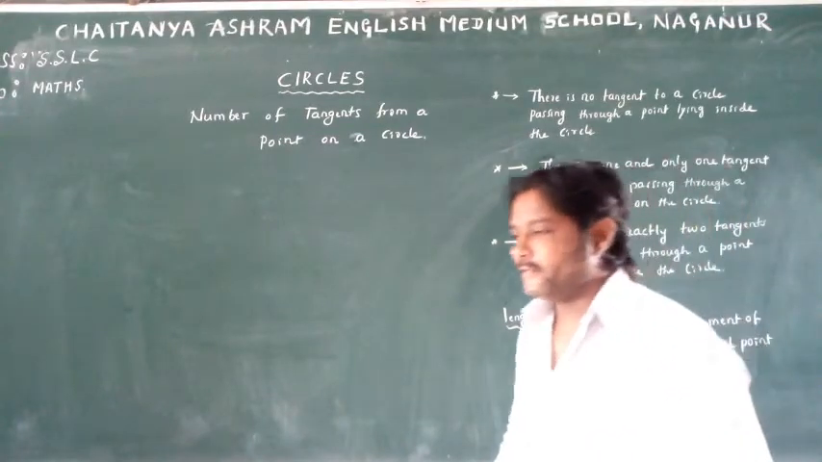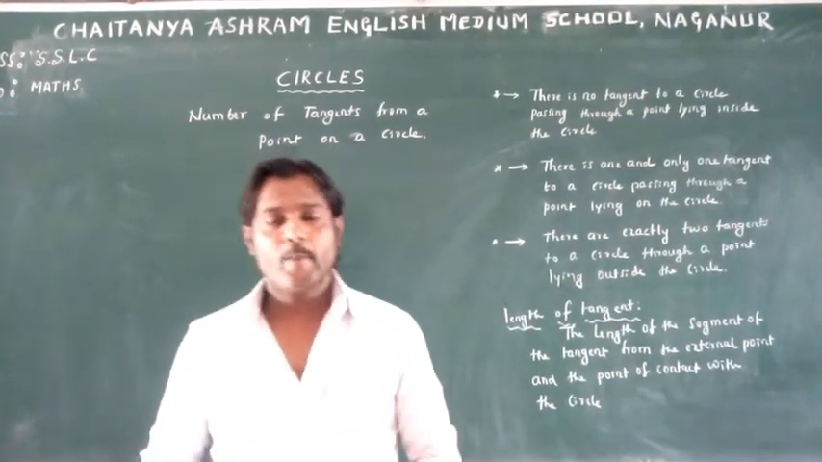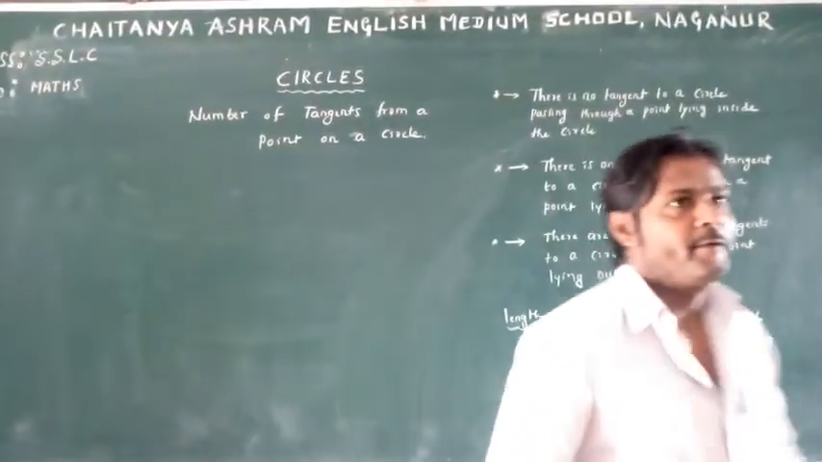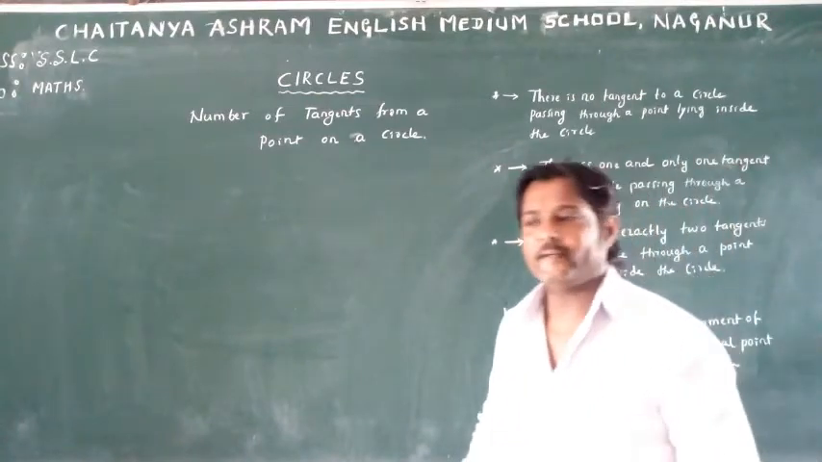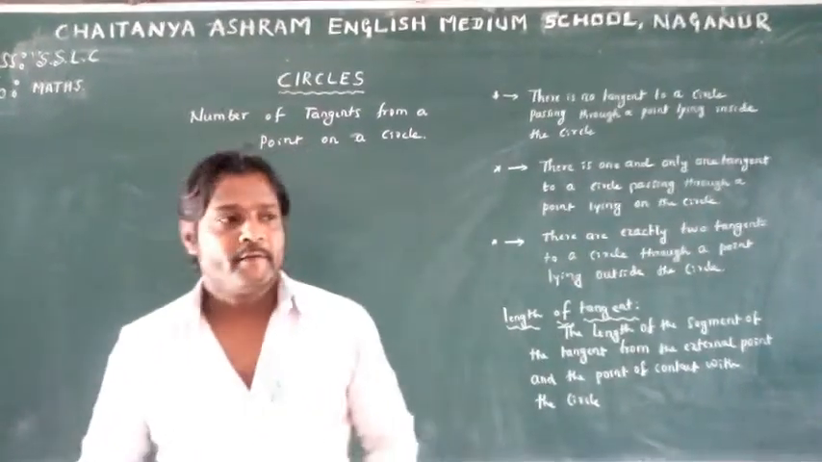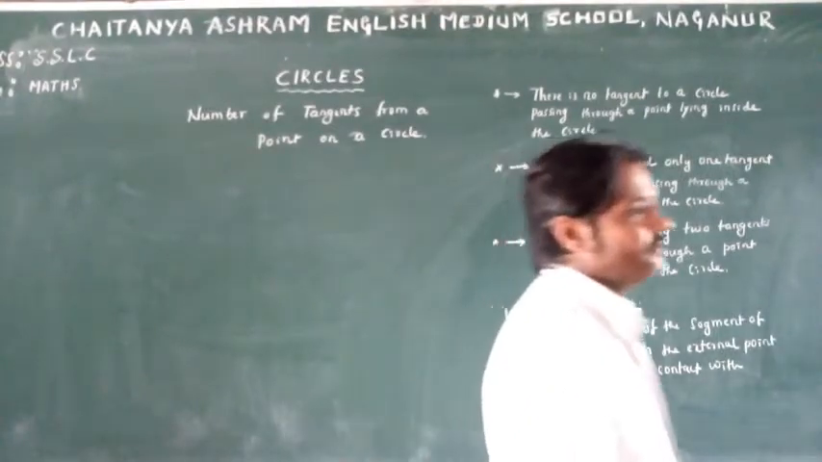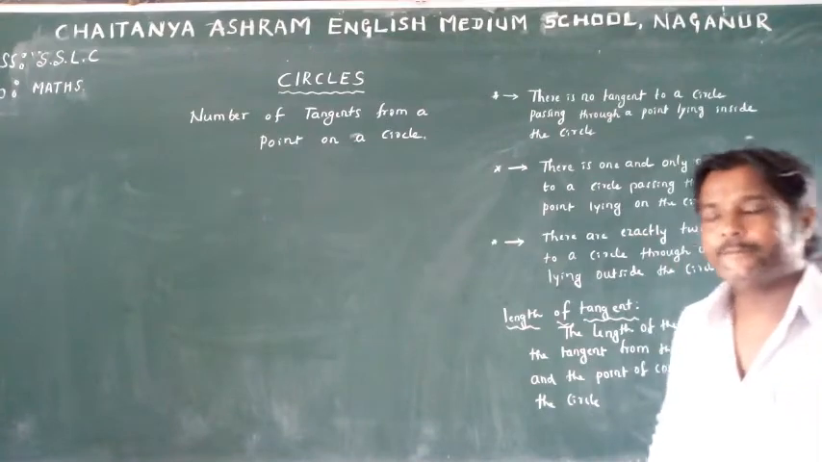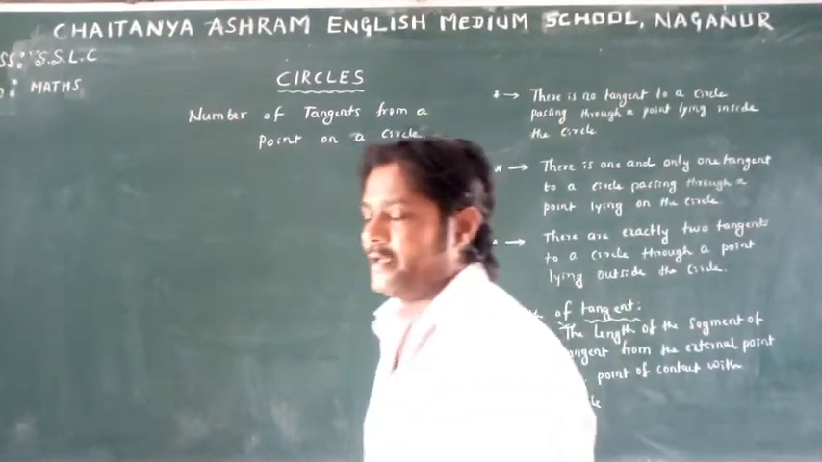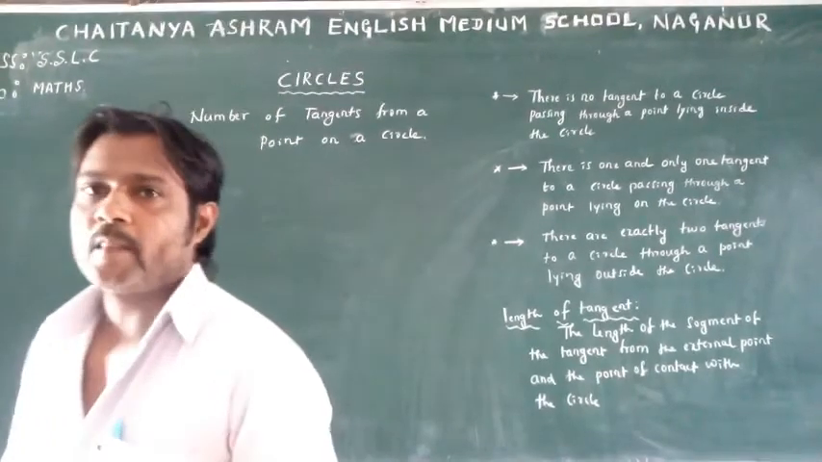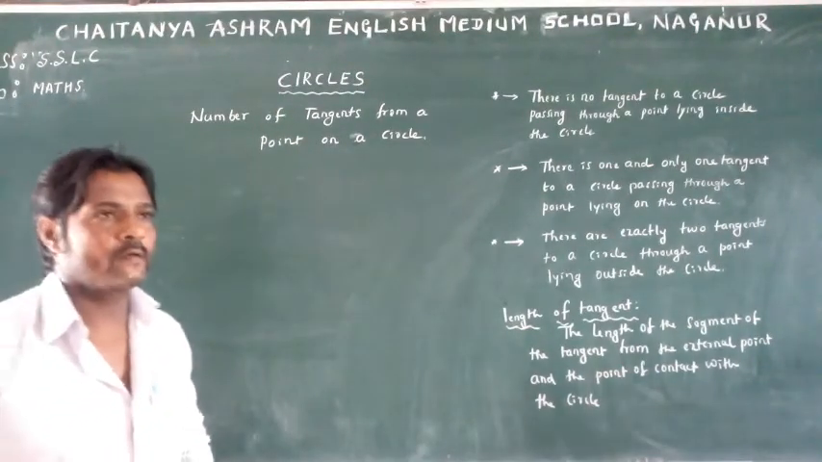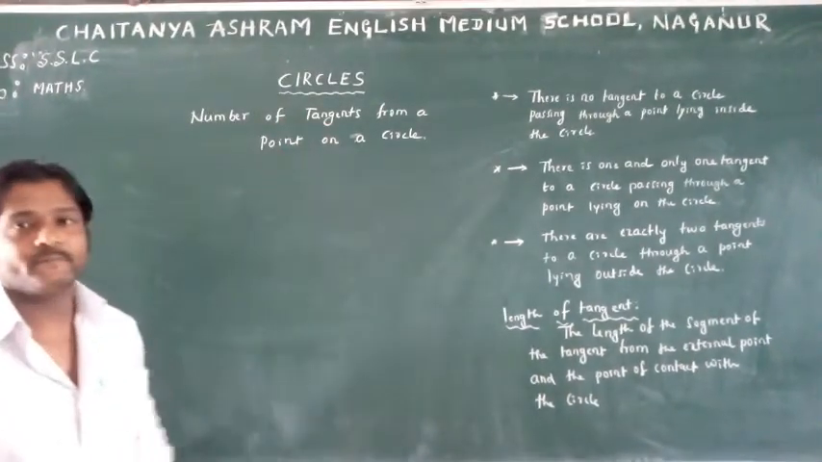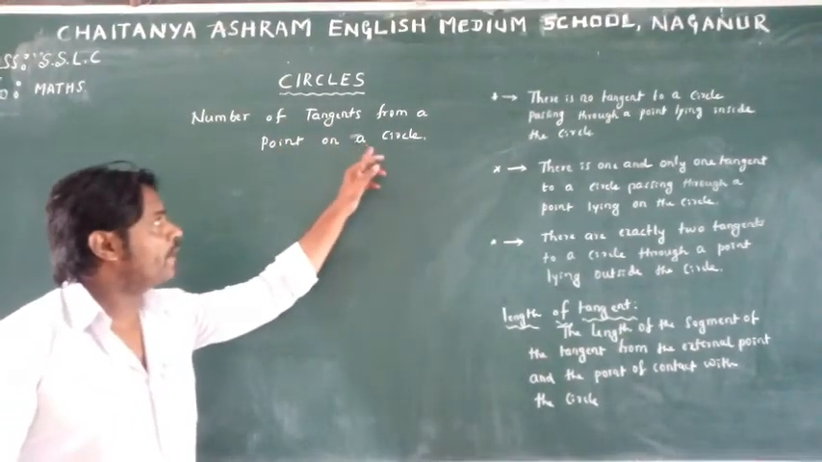So in the previous part video, we learnt the definitions of non-intersecting line, secant, tangent, and related to that we solved one exercise. Now, in this video, we are going to learn the number of tangents from a point on a circle.